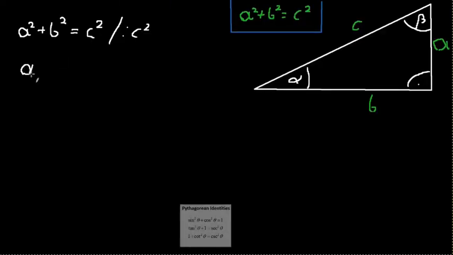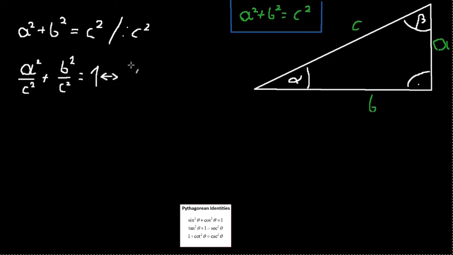The Pythagorean identities are one of the easiest ones to prove. All you need to do is use the Pythagorean theorem and divide both sides by a squared, b squared, and c squared to get all three of them.